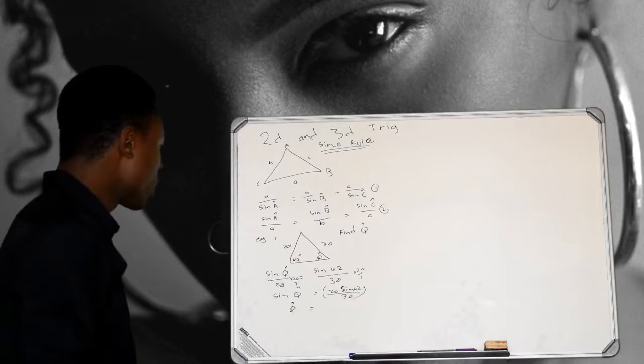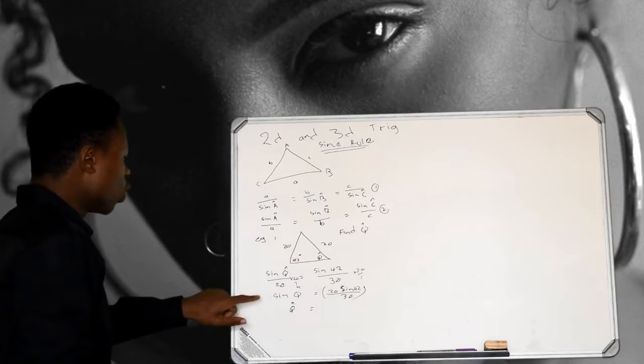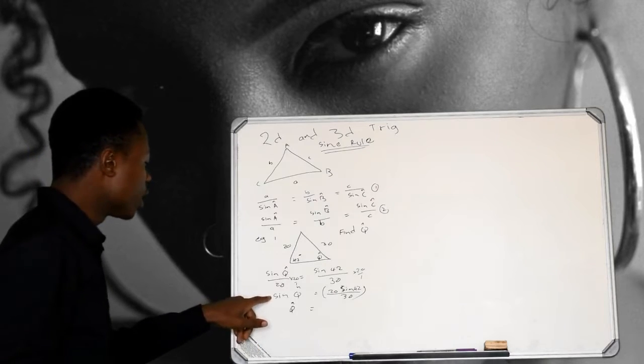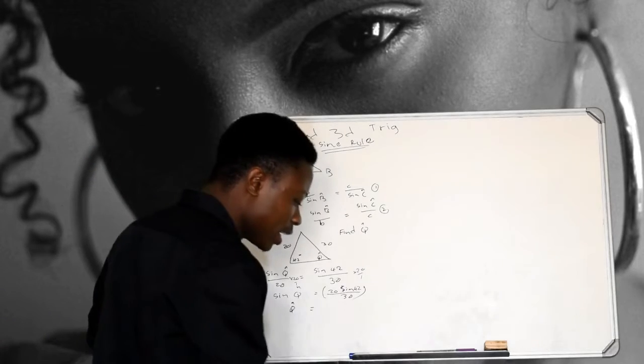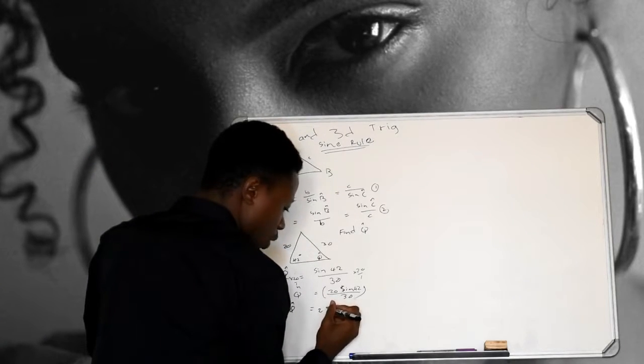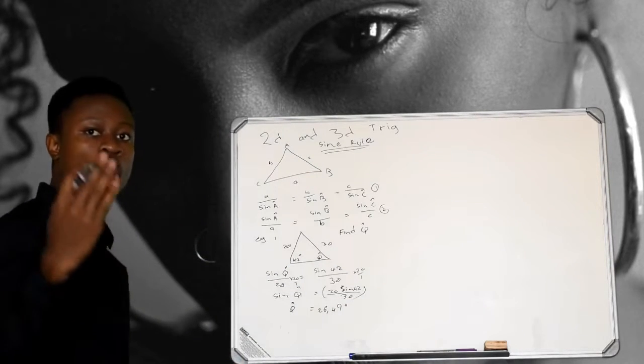I'm pretty sure you can do that. Just put it in a calculator, say sine inverse, and then put in everything that's there. That's the only way you can eliminate the sine on this side and find what the angle is. And when I did it, my answer was 26.49 degrees.